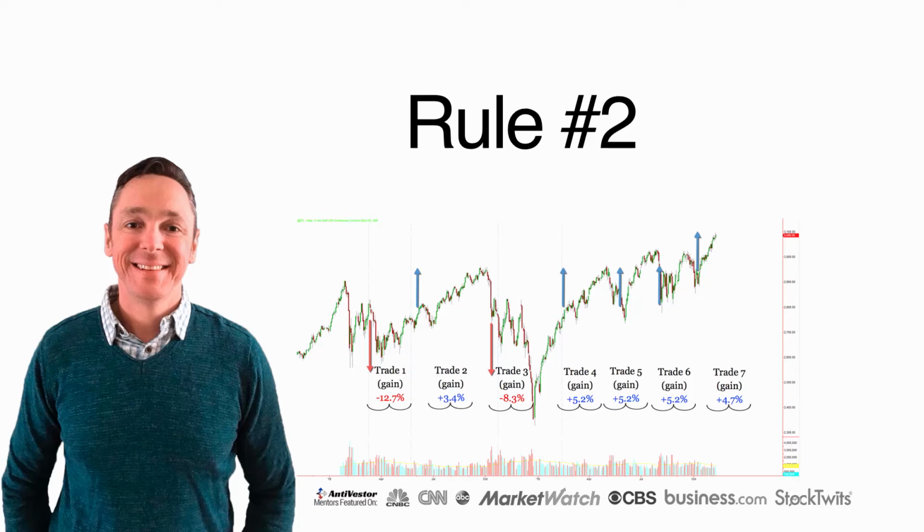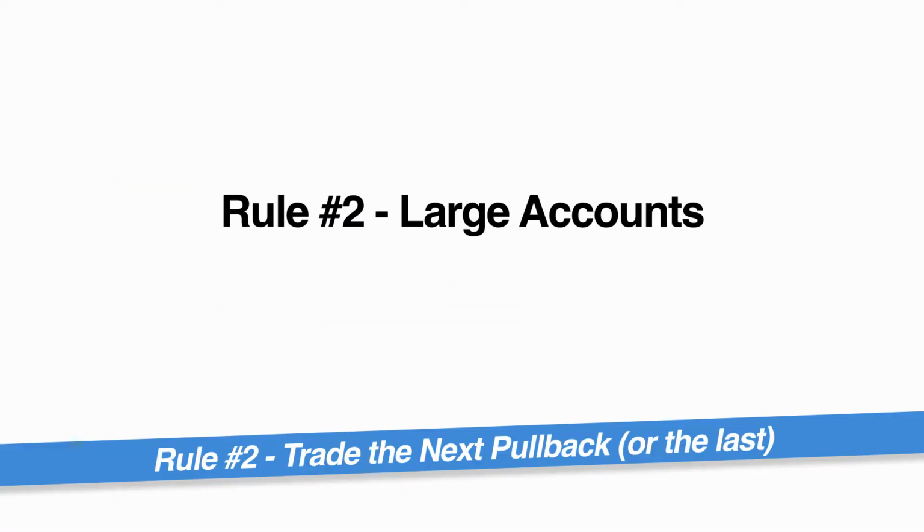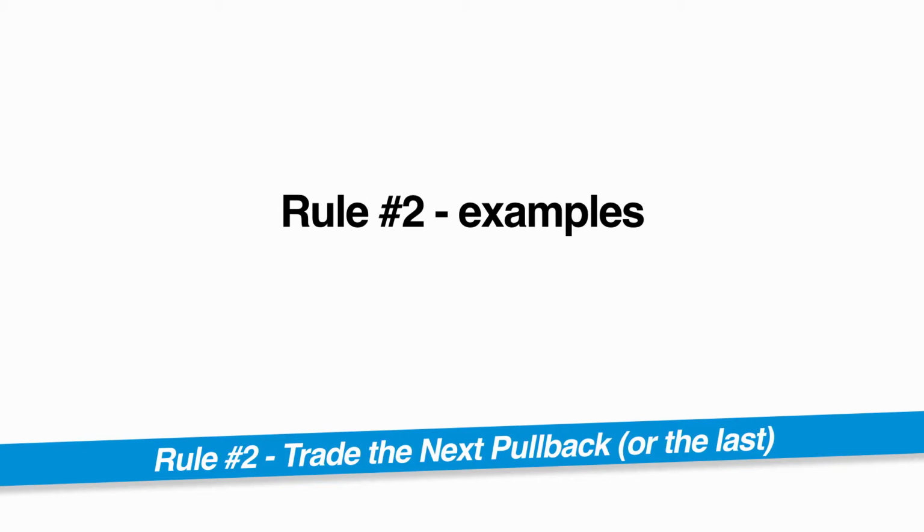As we conclude rule number two's walkthrough, we're going to start looking at some trade examples. So what we're looking for is to apply rule number two, to read the last pullback or the next pullback. So let's go and take a look at what that looks like.